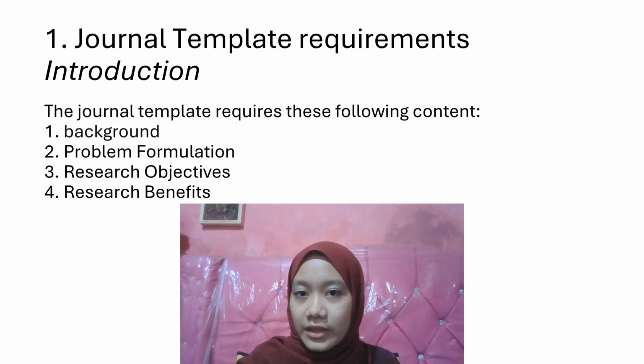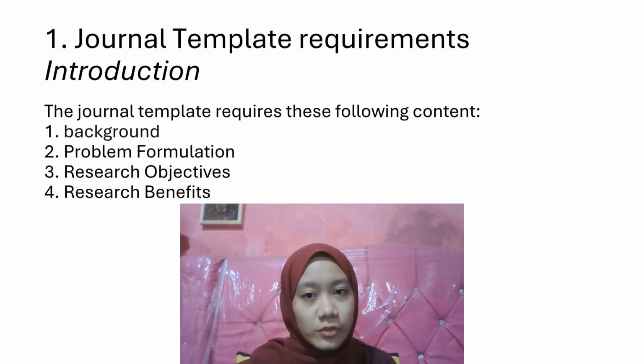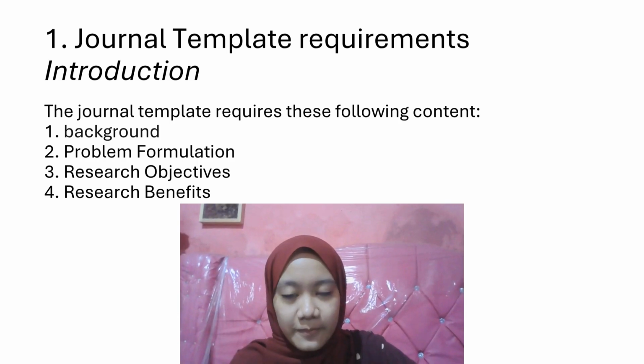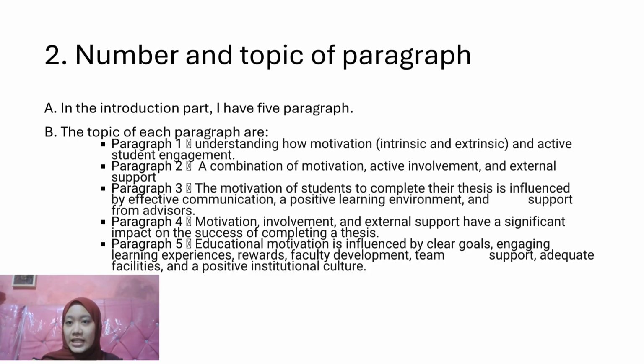The journal template requires the following content: background, problem formulation, research objective, research benefit. In the introduction part, I have 5 paragraphs. The topic of each paragraph are: paragraph 1, understanding intrinsic and extrinsic motivation and active student engagement. Paragraph 2, combination of motivation, active involvement, and external support.